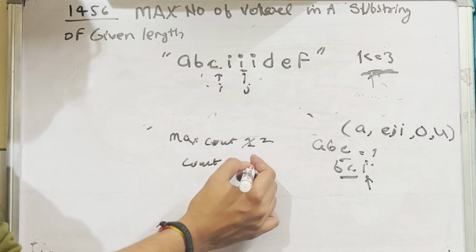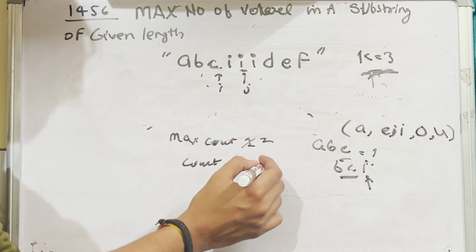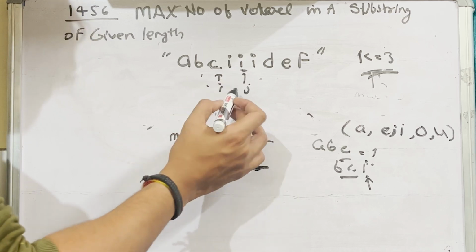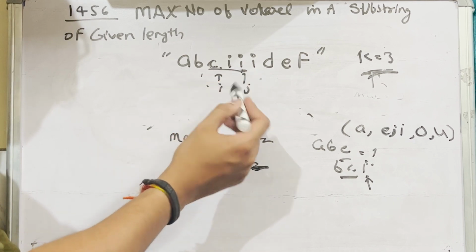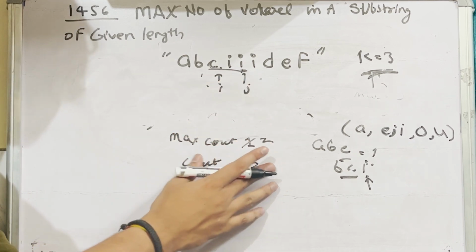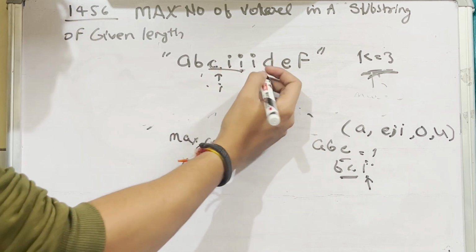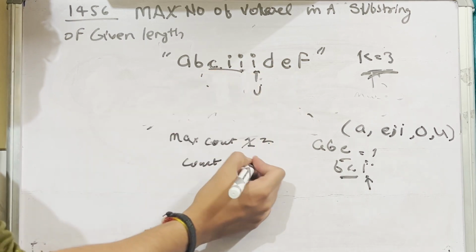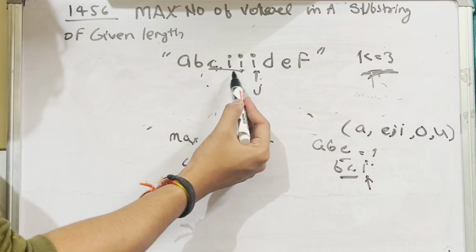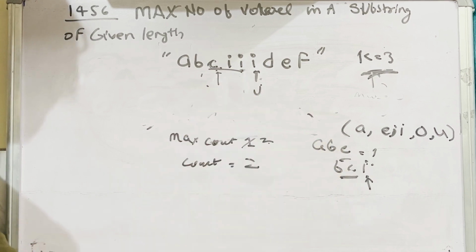Okay, should be 2. Okay, what you'll do, you'll check size is K. Then you'll update the max count, it is 2 only. Then you'll move your J pointer to the next position, and before moving the I pointer, you will check if the C was a vowel or not.